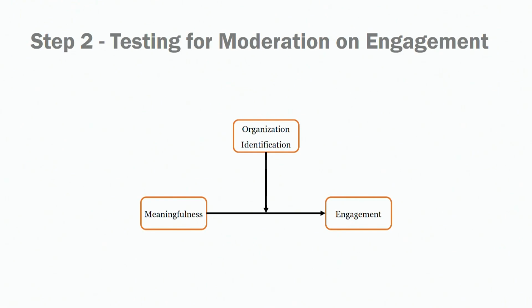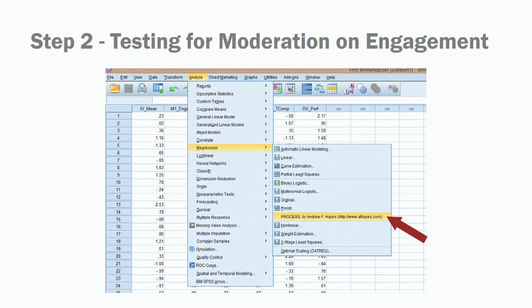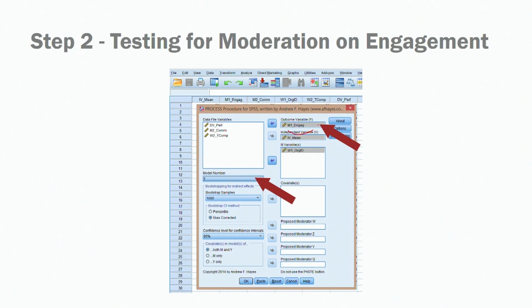The second step is to run this moderation model in which we have the interaction term between meaningfulness and organization identification, and we look for the significance of that interaction term on our mediator, job engagement. We go to Analyze, Regression, Process. Our outcome variable will be engagement. Our independent variable will be meaningfulness. And our moderator will be organization identification.